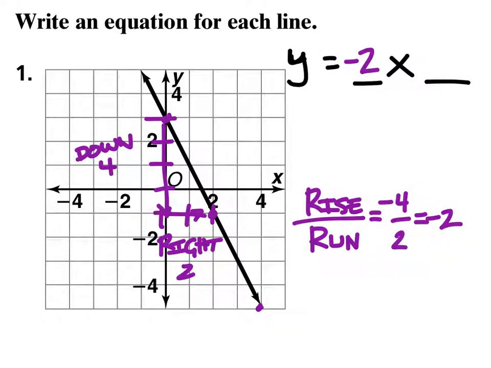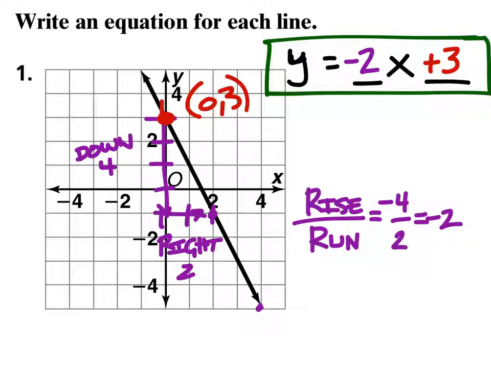The next thing I need is the y-intercept. So I'm looking at this line, and it crosses the y-axis right here at this point, 0, 3. Now of course we don't plug this in as an ordered pair, we just show the y value, which is in this case a +3. So this would be the equation for this graph.